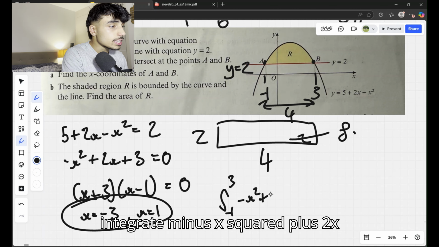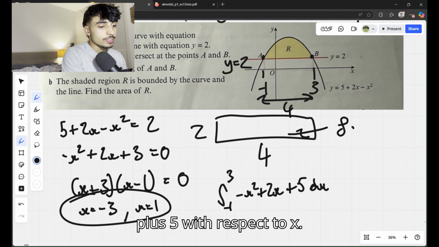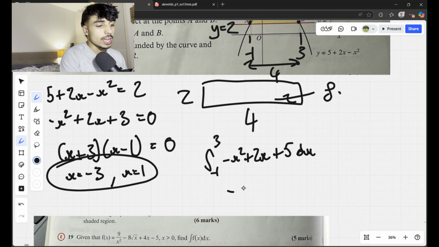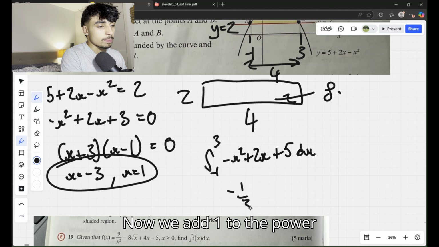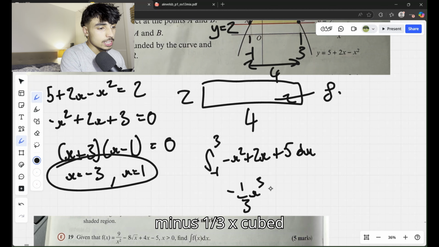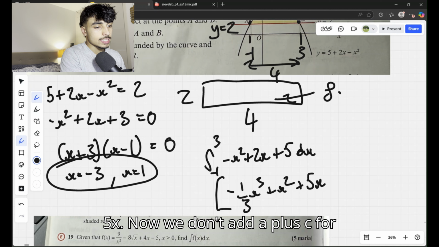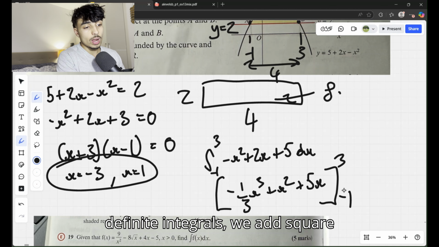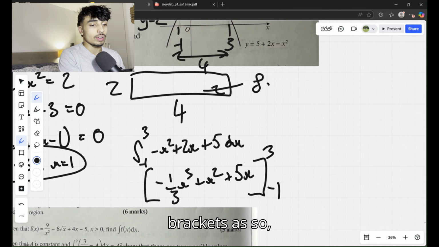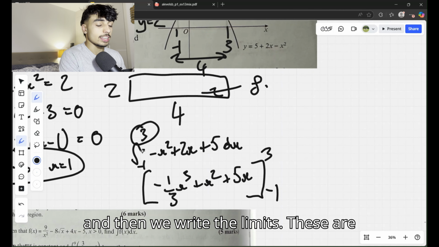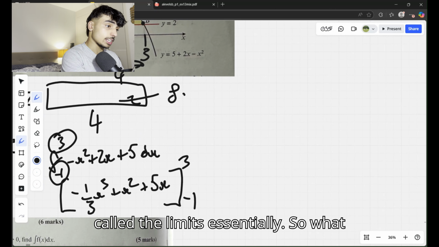And obviously we need to integrate minus x squared plus 2x plus 5 with respect to x. Okay, now we add 1 to the power, minus 1/3 x cubed and plus x squared plus 5x. Now we don't add a plus c for definite integrals. We add square brackets and then we write the limits. These are called the limits essentially.